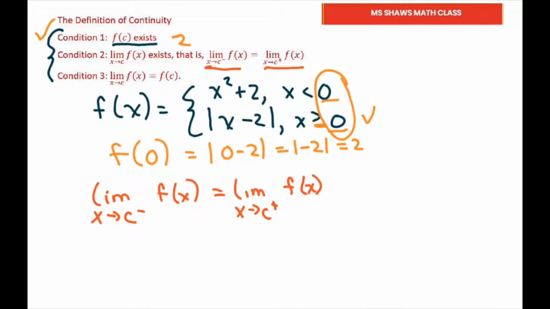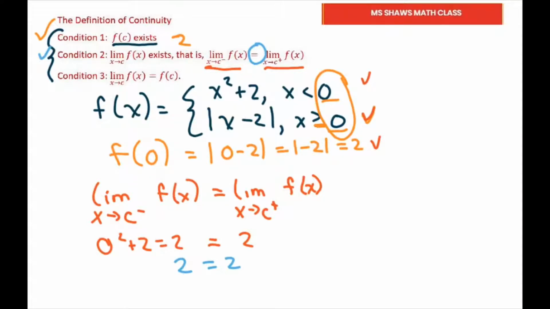So basically, we're going to plug in f of 0. When you plug in from the left, that's the numbers less than 0, so that's going to be plugged in here. When you plug that in, you get 0 squared plus 2, which equals 2. And we already did the part from the right, and that part equals 2 as well. So we do have 2 equals 2. Since these two equal each other, condition 2 holds.